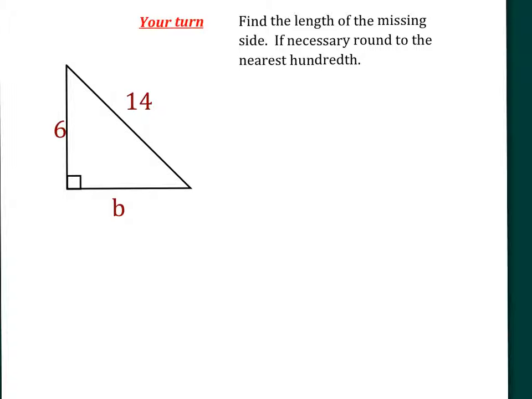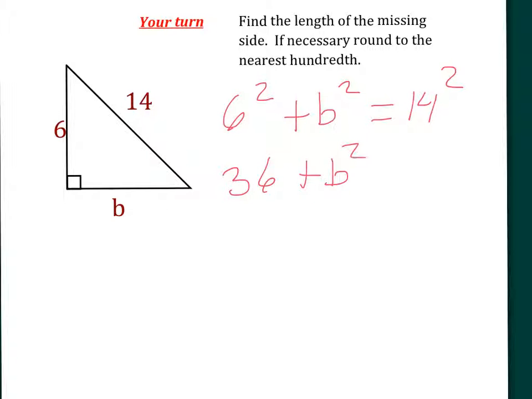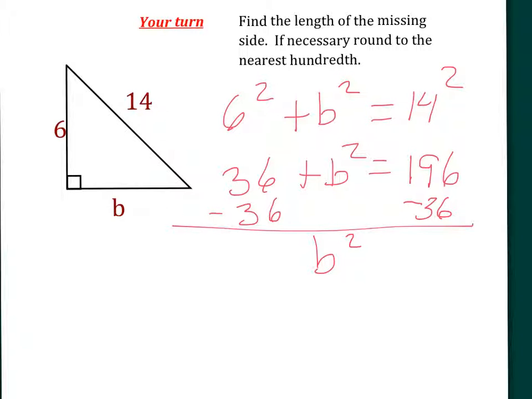So here's one for you to try on your own. Again, hit pause, check how you do. So put in for a squared, that's 6 to the second, plus b squared equals 14 to the second. So we have 36 plus b squared equals 14 to the second, which is 196. Subtract 36 from both sides, and we get b to the second equals 160.